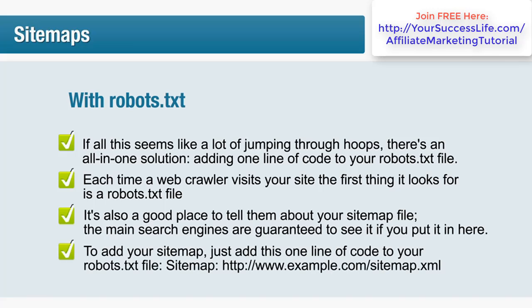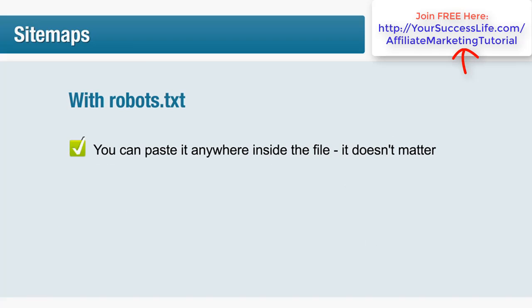To add your sitemap, just add this one line of code to your robots.txt file. You can paste it anywhere inside the file. It actually doesn't matter. Of course, replace the example address with the address of your actual sitemap. Make sure it's a full URL, including the HTTP and your domain name, just like in the example above.